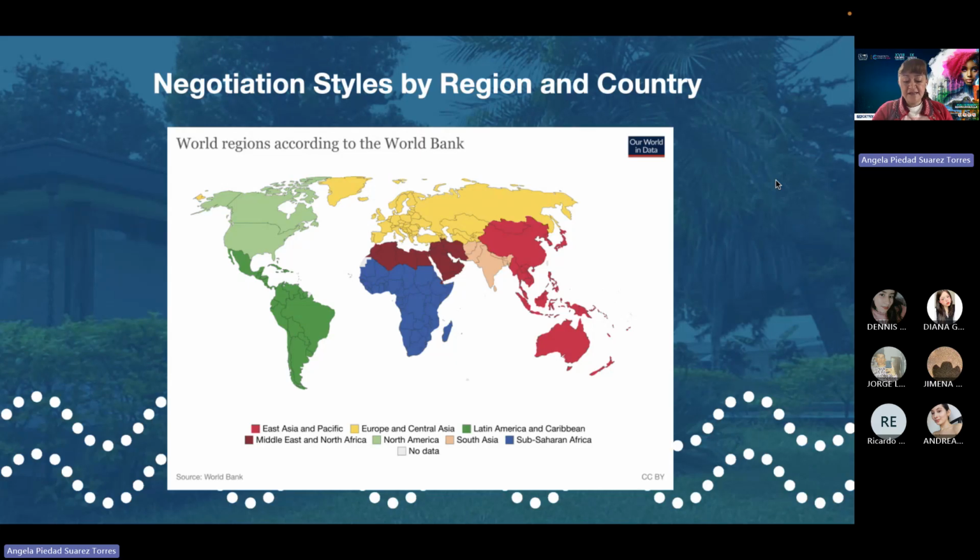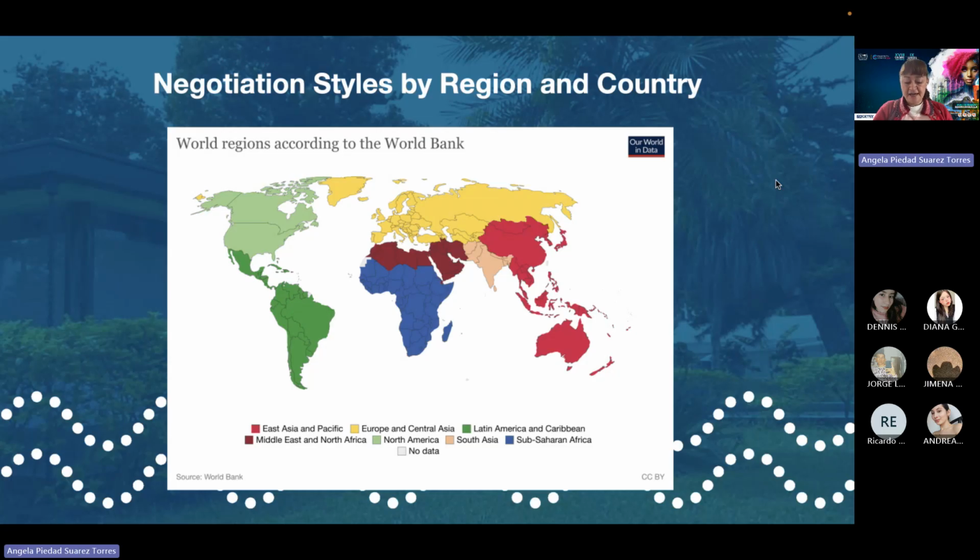In the case of Japan, they have indirect communication. They emphasize harmony and relationship building, and the decision is made by consensus after prolonged discussions. In the case of China and Japan, they don't go through a very fast process of decision making. They can take time, and they usually have a long-term relationship that they want to build.